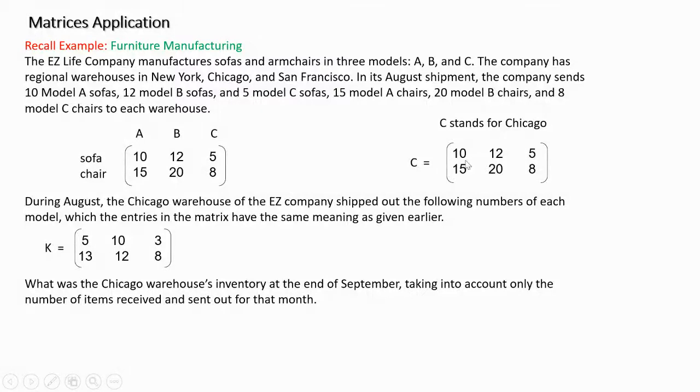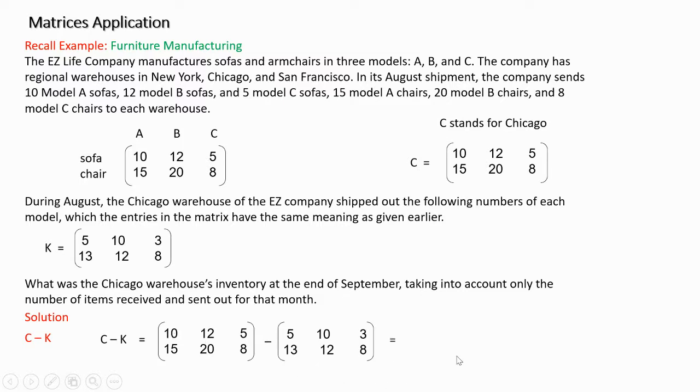So if this was when August started, and these went out or got sold, wouldn't it be matrix C minus K? So matrix C minus K will be matrix C minus matrix K. And again, we do the operations that we did earlier. Some examples of how to do them.